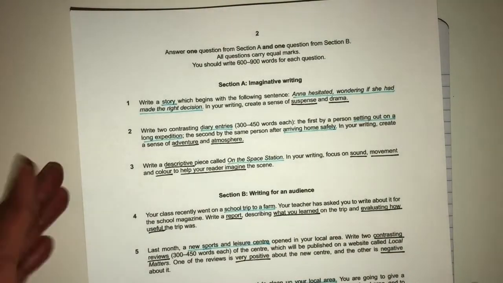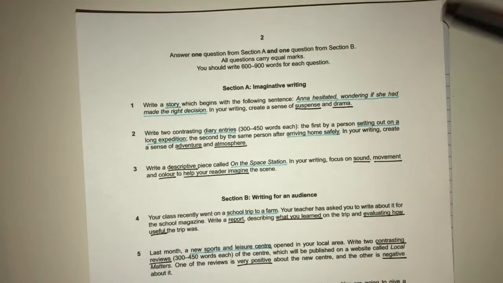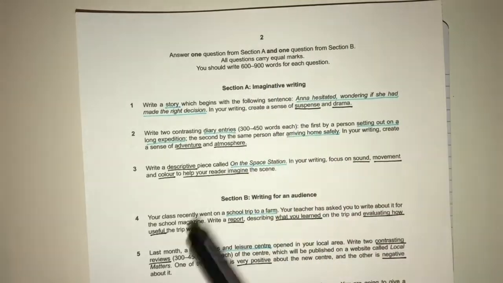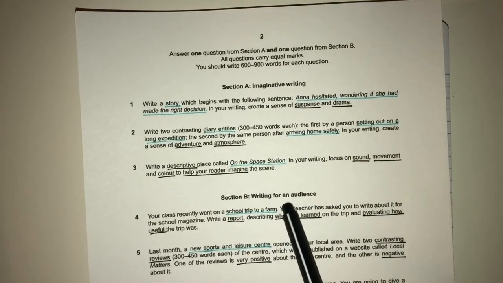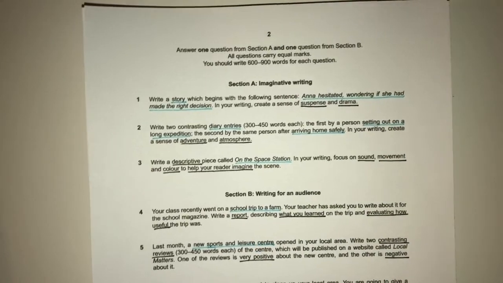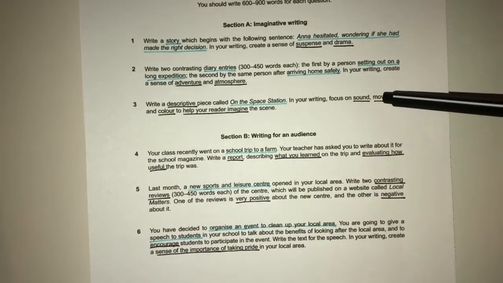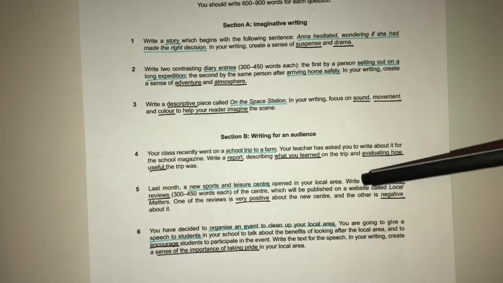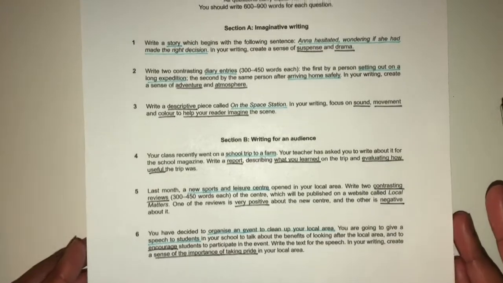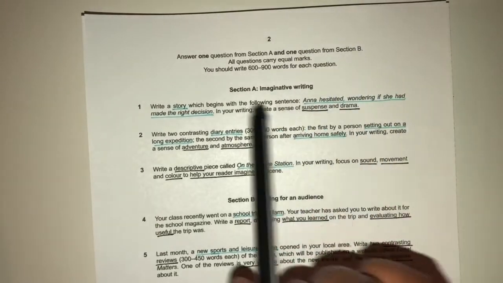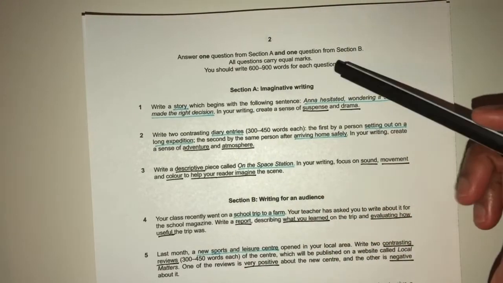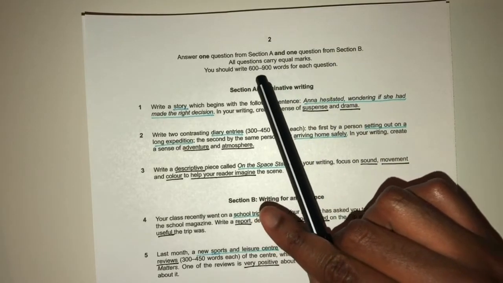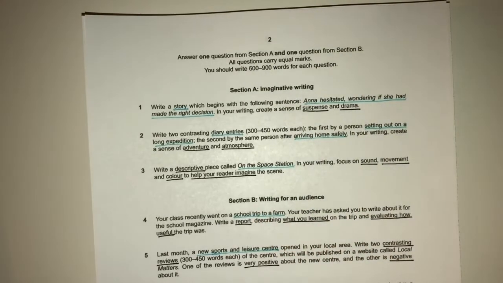So this paper is divided in two sections. The two main sections are imaginative writing, section A, and section B, writing for an audience. Each of the sections has 3 questions, and we can choose in each section one question that we would like to answer. The instructions are up here. For the question that we choose for each section, we must write 600 to 900 words for our answer.